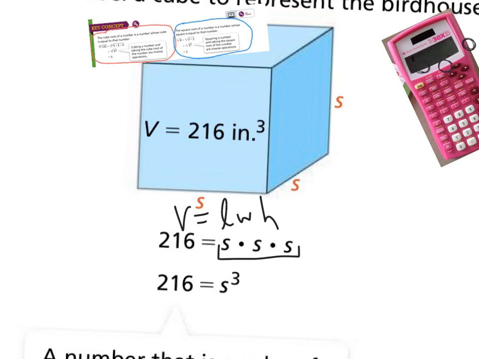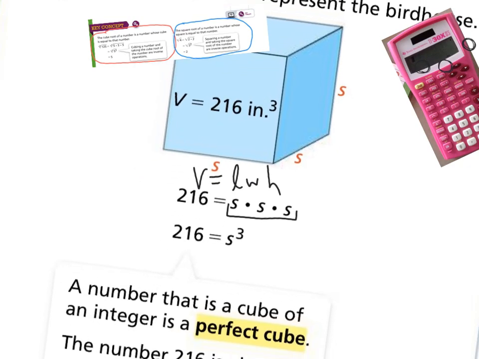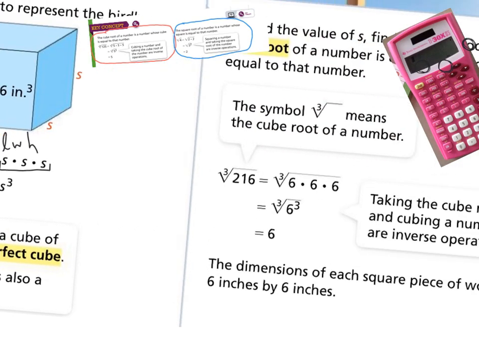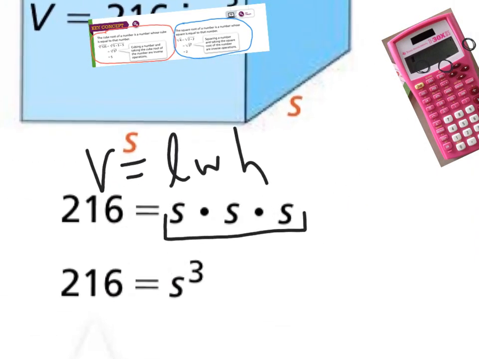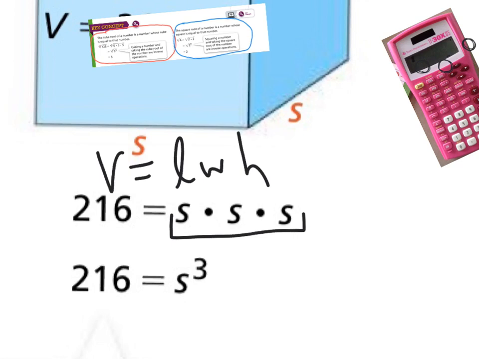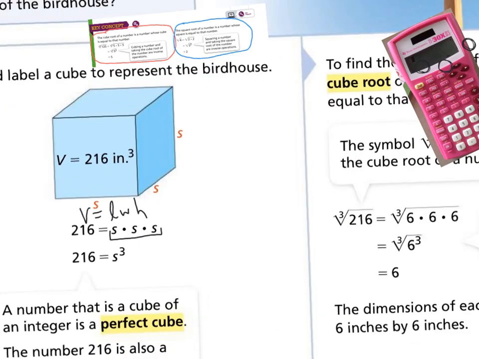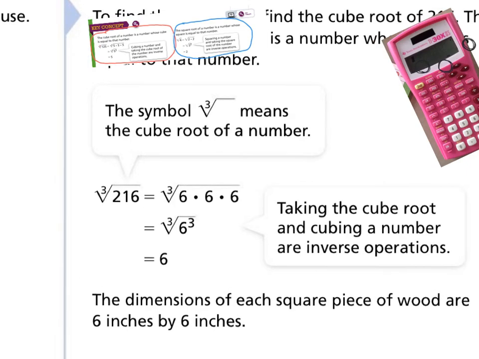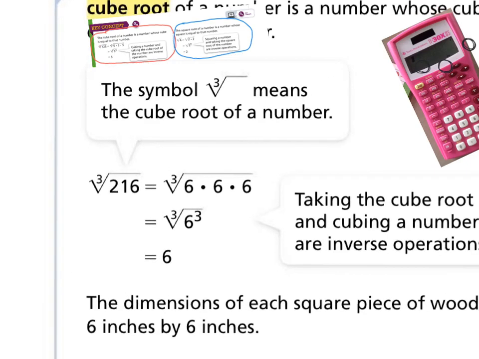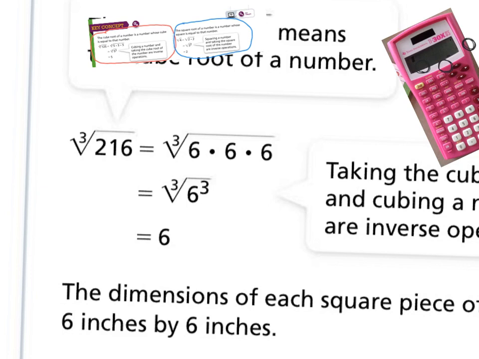So if S cubed equals 216, in order to figure that out then, we're thinking of 3 numbers that are all the same. When we multiply them together, we get 216. That sounds like we want the cube root of 216. So that's what we can do. So cube root of 216 actually ends up being 6. 6 times 6 times 6 equals 216.